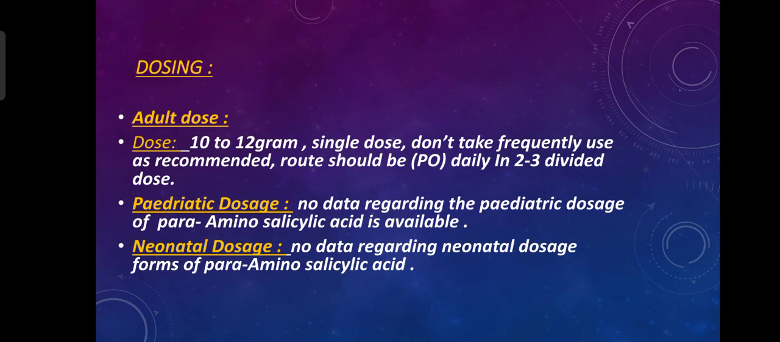Now the dosing. The dose which we are assigned as a pharmacist, we should give to our patient. The adult dose is 10 to 12 grams single dose. Don't take it frequently. It should be taken as recommended by a physician. Route should be per oral daily in 2 to 3 divided doses. In pediatric and neonatal forms, the dosage is not given and no data is available of this TB drug in these two groups of people.